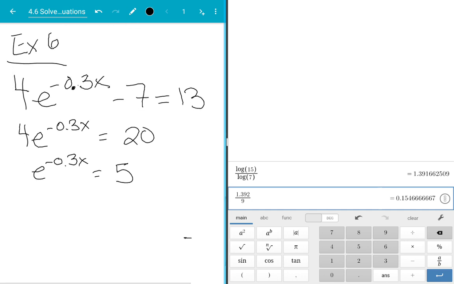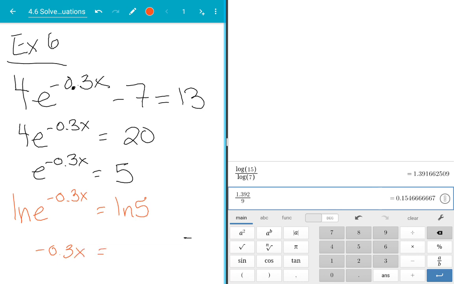Okay, so now we're at the point where we have to get rid of the base e. So what's going to help us get rid of the base e? We have to use the appropriate log that's going to counter this e, right? The appropriate log we're going to use here is the natural log of e, and we're going to take the natural log on the other side as well. So that's going to give me negative 0.3x is equal to the natural log of 5.